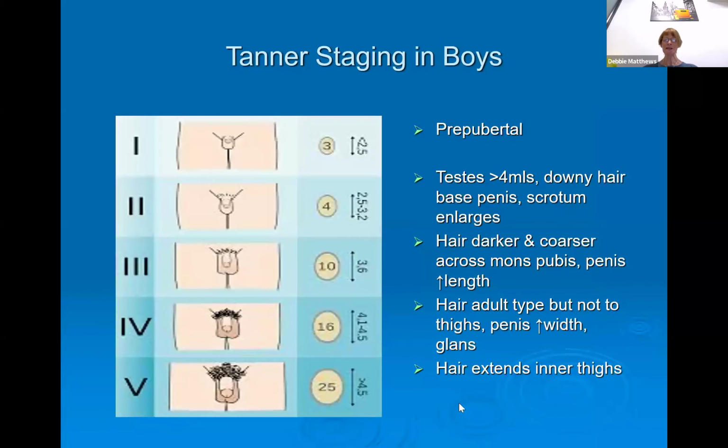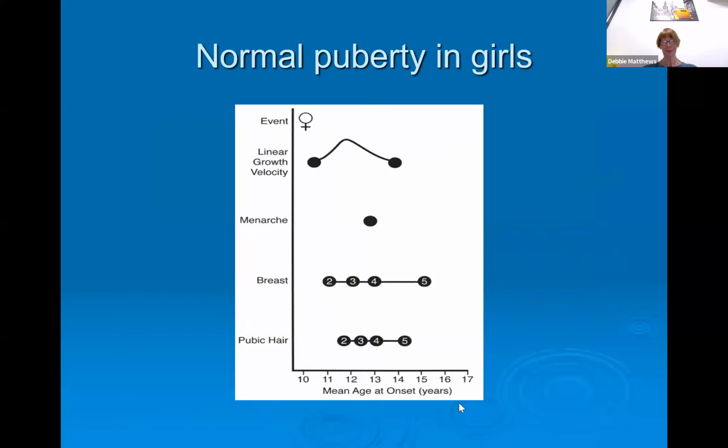When we look at staging puberty in boys, we use Tanner staging, which was originally derived back in the 1950s and looks at between stages 1, which is prepubertal, to stage 5, which is complete adult. And we're looking at a number of different factors: the size of the testes, the presence of pubic hair, and how the scrotum and penis are developing.